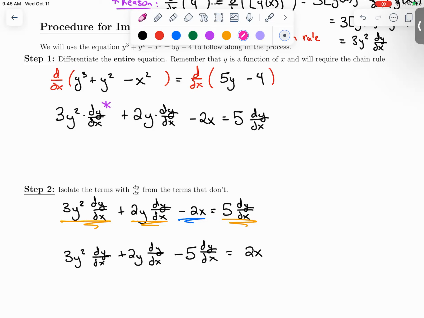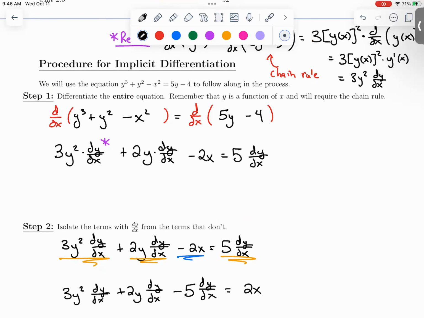Because we are taking the derivative with respect to x, like we normally do, y is considered as a function of x. It's the same reason. It has to do purely with the fact that you're taking the derivative with respect to x.